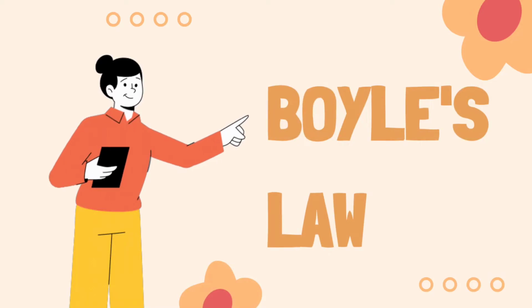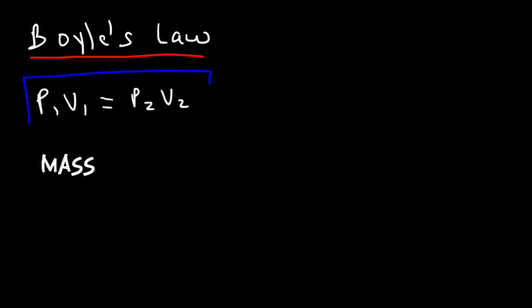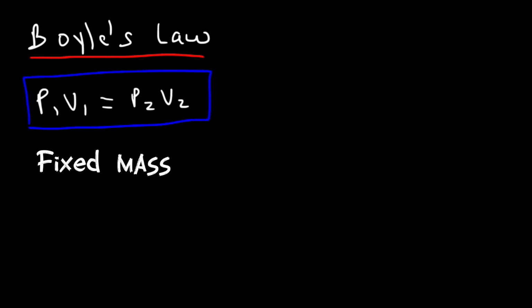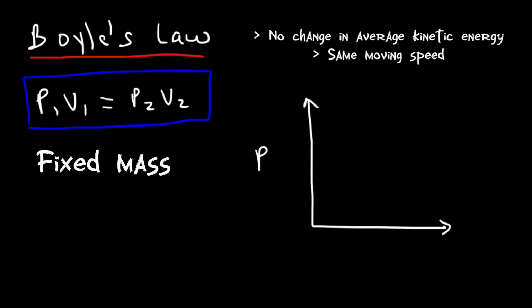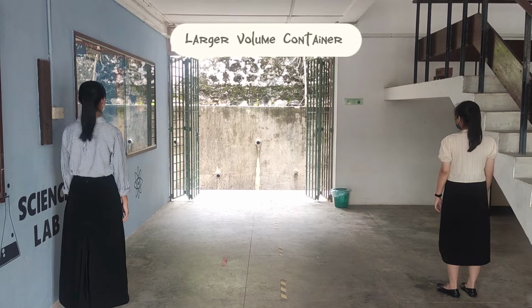Boyle's law. Boyle's law states that for a fixed mass of an ideal gas kept at a fixed temperature, pressure and volume are inversely proportional. When a gas is at constant temperature, the average kinetic energy of the gas particles remains the same. There is no change in the moving speed of the particles.